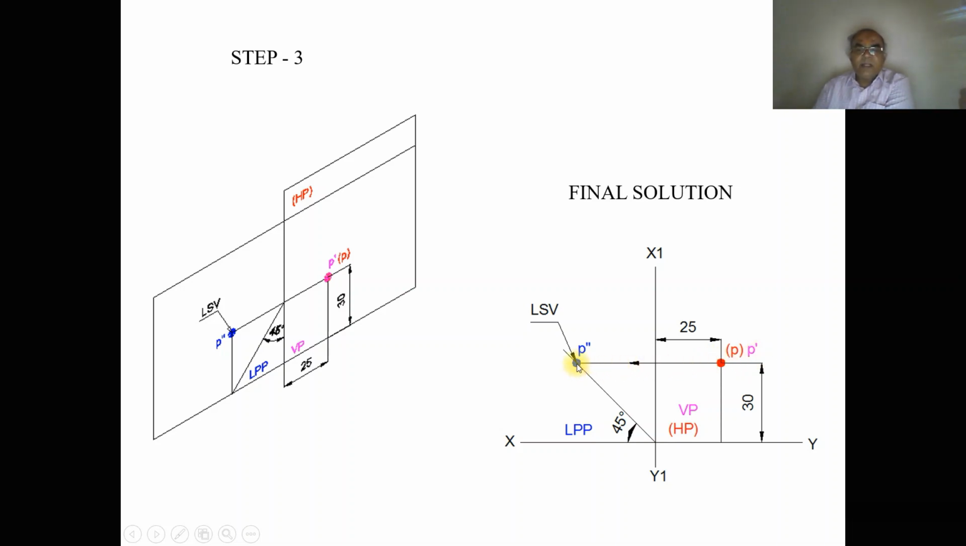So P dash and P double dash are going to come on this. So this distance is above HP and also behind VP. Since we are using behind LPP, obviously it is going to become the left side view.